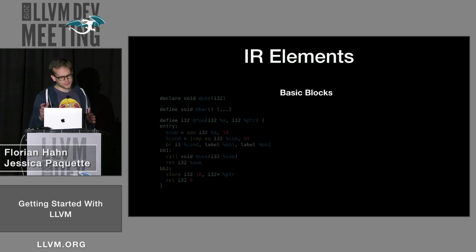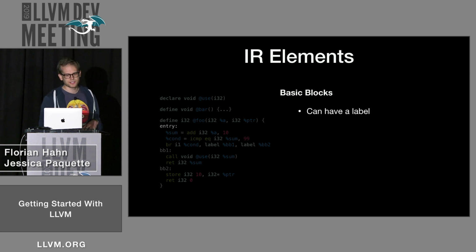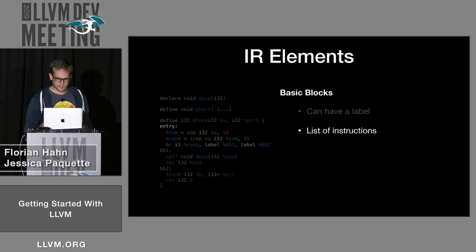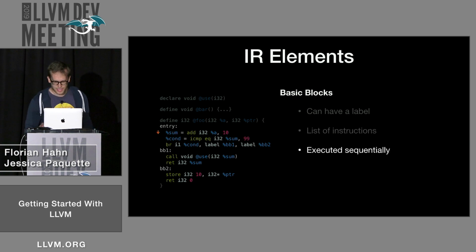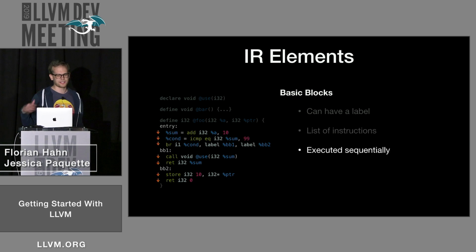Great. So let's go one level up, and this is where basic blocks come in. Basic blocks in LLVM IR have a label that we can use to refer to those basic blocks in the IR itself. They can also not have a label, then they will be implicitly numbered, and we can use this number. And then they consist of a list of instructions. On the slide, you can see a few examples of basic blocks. And the instructions in a basic block are executed sequentially.